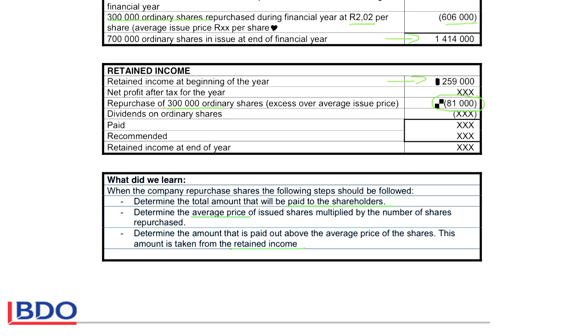So whenever you get a question about repurchase of shares, always determine first of all how much money will be paid to the shareholders. Then you calculate the average price so that you can see whether you are paying back the average price or whether you're paying a higher price than the average price. If the repurchase price is higher than the average price, then the rest of the amount will be taken out of retained income.